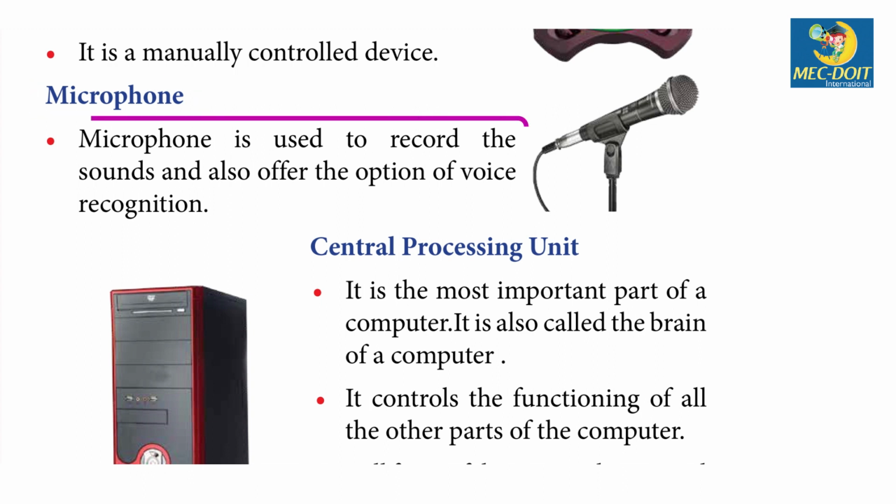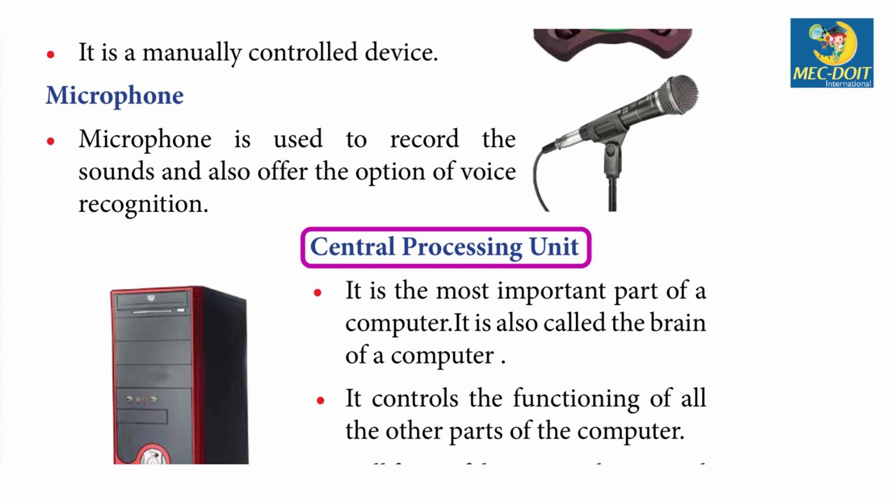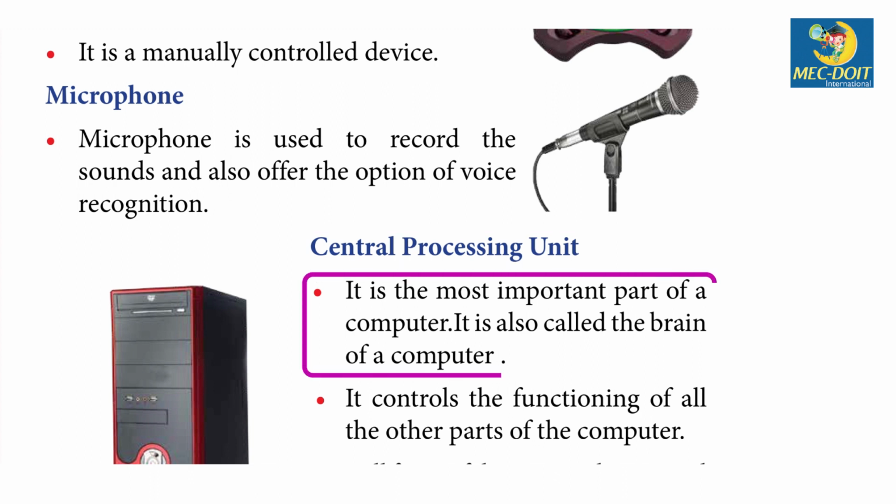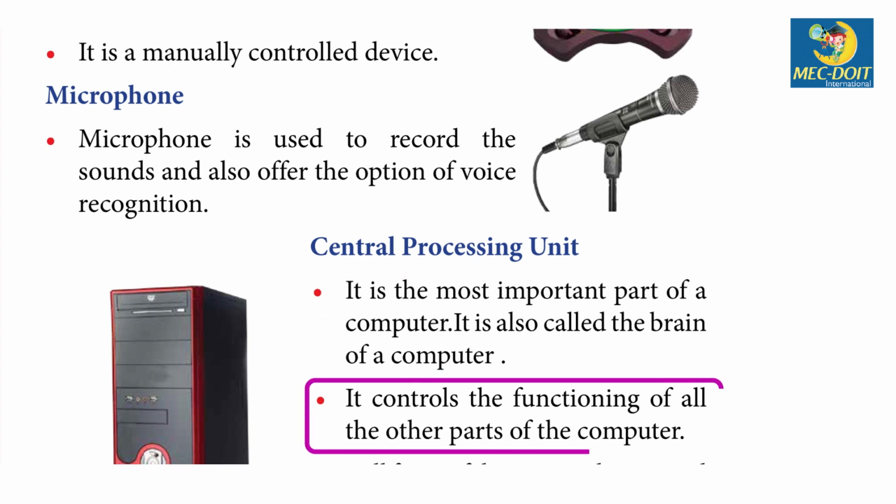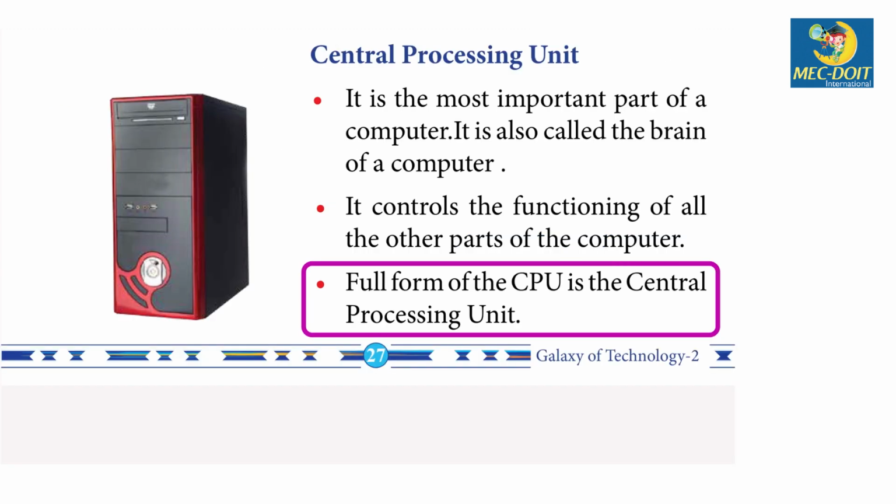Microphone. Microphone is used to record the sounds and also offer the option of voice recognition. Central processing unit. It is the most important part of a computer. It is called the brain of a computer. It controls the functioning of all the other parts of the computer. Full form of the CPU is Central Processing Unit.